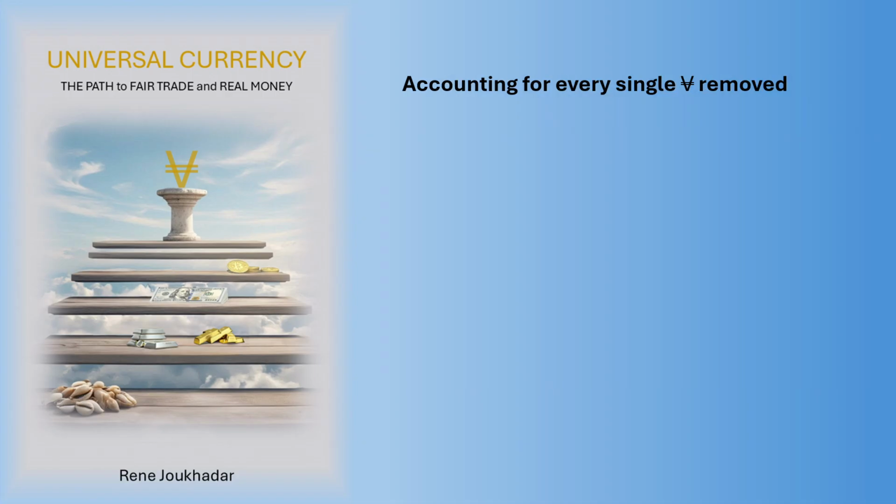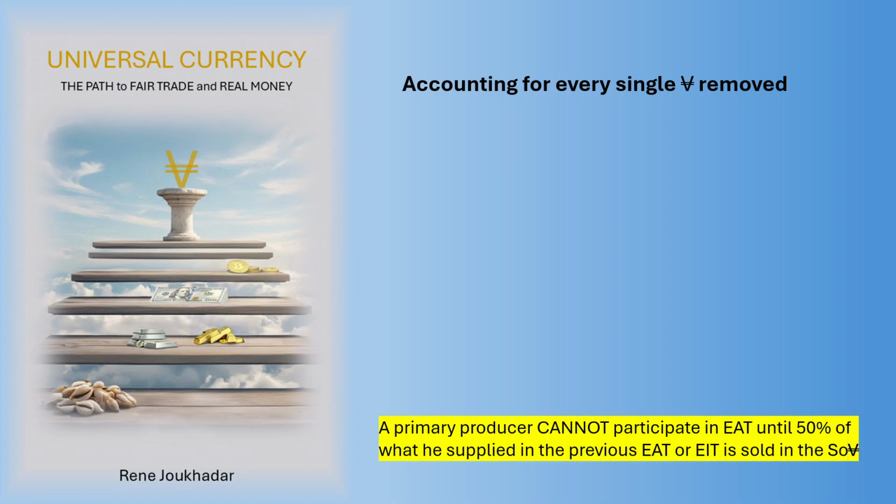An important feature of the SOV is that a primary producer cannot participate in an EAT until 50% of what he supplied in the previous EAT or EIT is sold in the SOV. If a primary producer is not selling his product, then he cannot keep participating in EATs and earn new money without selling anything. You cannot reward someone just for producing. He has to be selling what he produces. He has to sell at least 50% of the primary product that earned him the new money in a previous EAT so that the SOV would allow him to participate again in a new EAT.